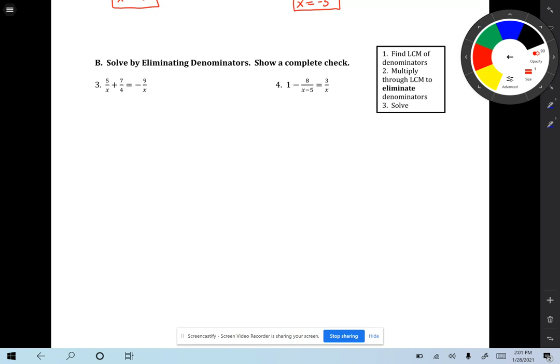You factor the denominator if you need to. I never put that in step 1. Then you find the least common multiple. Multiply through the least common multiple to eliminate the denominators and solve. So here we don't keep the denominators because it's an equal sign. So the first thing we're going to do, and we'll do each problem, look at problem number 3, check to see if the denominators can be factored.